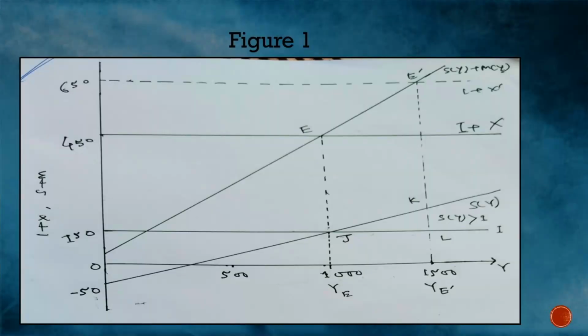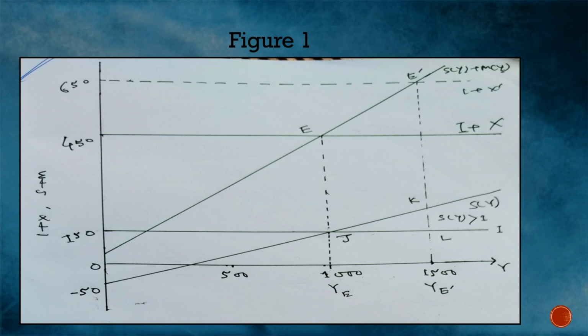We can explain the concept in a better way through this diagram. If you look at this diagram, we are measuring income on the x-axis, and on the y-axis we are measuring both leakages as well as injection: investment plus export, and along with that, saving and import. Both are measured along the y-axis.